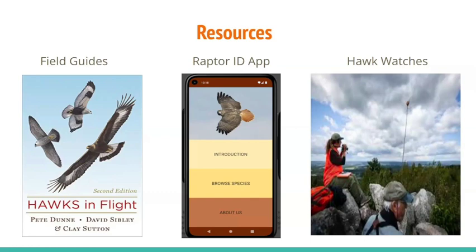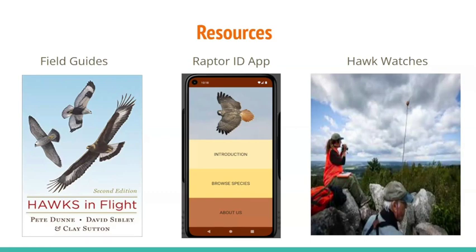All right. So last but not least, I have some of my favorite recommended resources. So for field guides, there are really endless options you can choose from. One that I love and has been very reliable is Hawks in Flight by Pete Dunn, David Sibley, and Clay Sutton. I actually used that when I was training to be a hawk watcher this past fall. And it includes beautiful drawings and also so many different angles, lighting, all kinds of different views of native hawk species, not even just the Northeast, but across the United States.